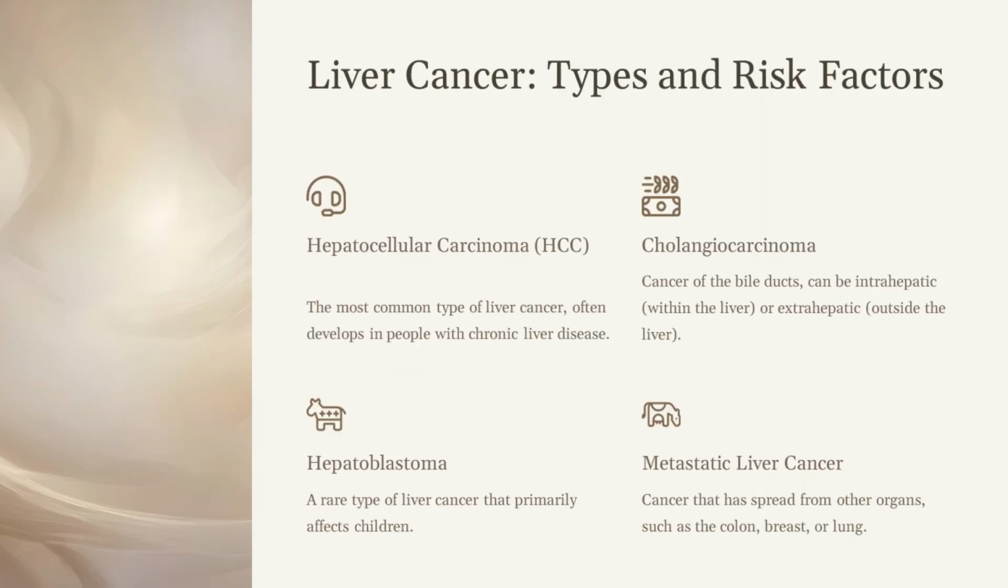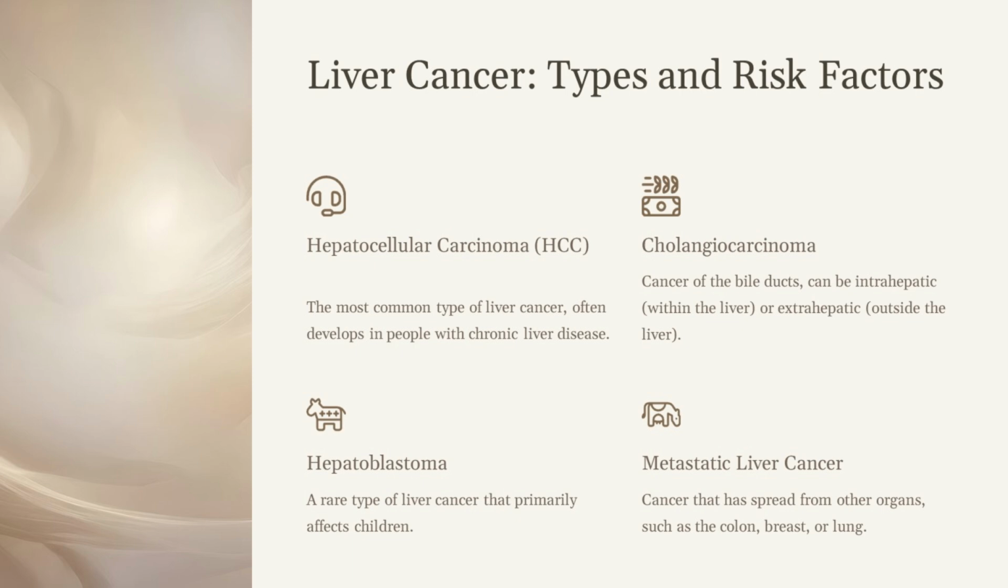Liver cancer is a serious and complex disease with several different types. The most common type is hepatocellular carcinoma, HCC, which often develops in people with chronic liver disease. Cholangiocarcinoma is cancer of the bile ducts and can be either intrahepatic, within the liver, or extrahepatic, outside the liver.